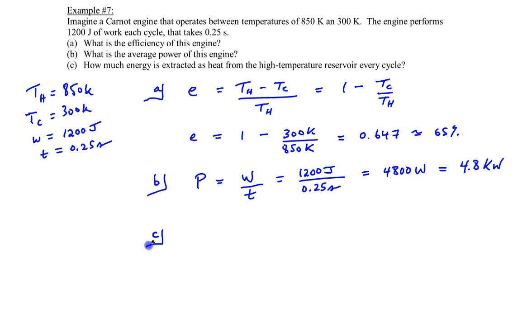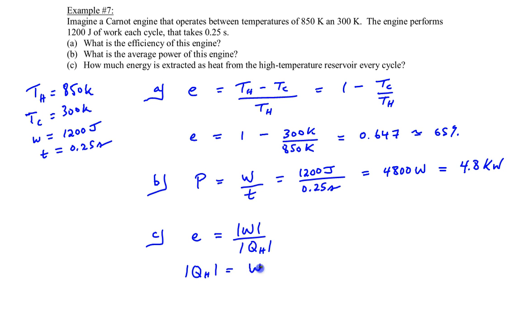Now in part C, we're asked to find out how much energy, QH, is extracted as heat from the high temperature reservoir for every cycle. Now remember that for any engine, including a Carnot engine, the efficiency is the ratio of the work done per cycle divided by the energy input as heat. So E is also equal to, for any engine, absolute value W divided by the absolute value of the heat input. So we'll rearrange for the heat that is input into the engine.